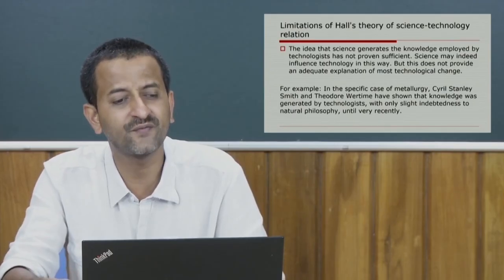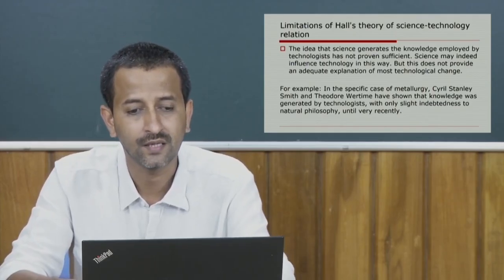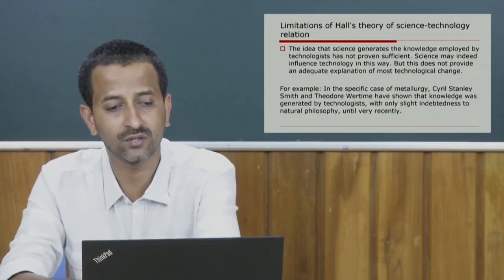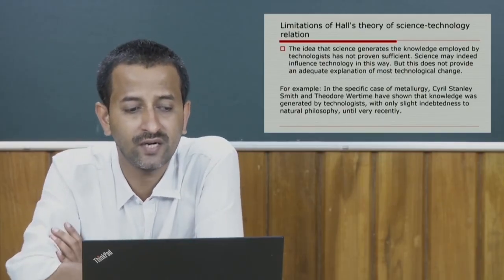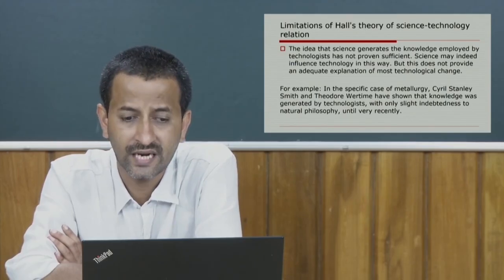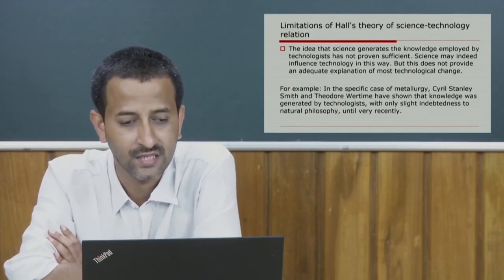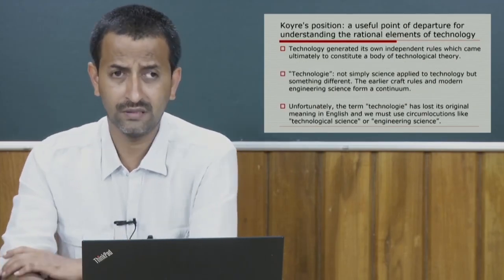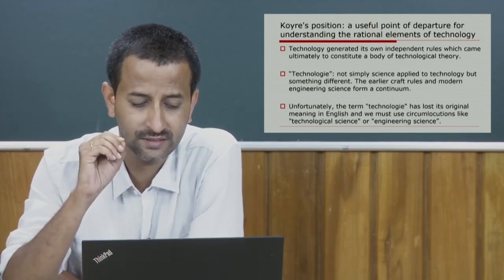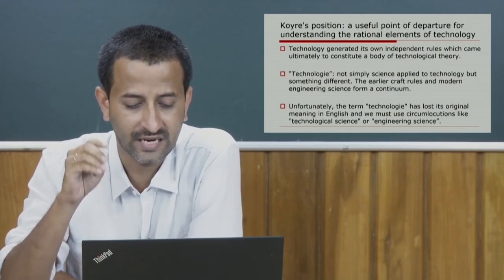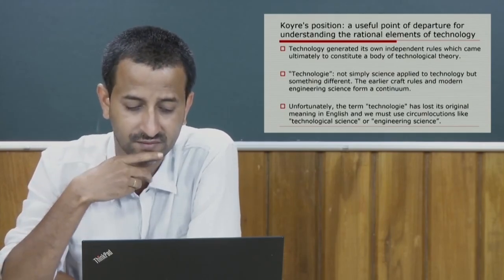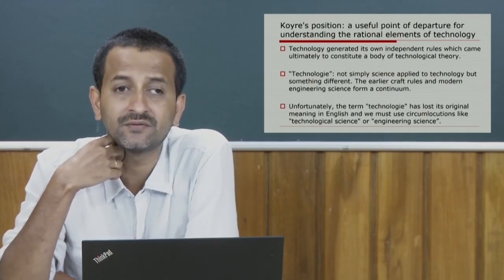For example, in the specific case of metallurgy, Stanley Smith and Theodore Wertheim have shown that knowledge was generated by technologists with only slight indebtedness to natural philosophy until very recently. Now let us come back to Coit's position. Here too, Coit's position is subtler than that of his followers, and it may provide a useful point of departure for understanding the rational elements of technology.